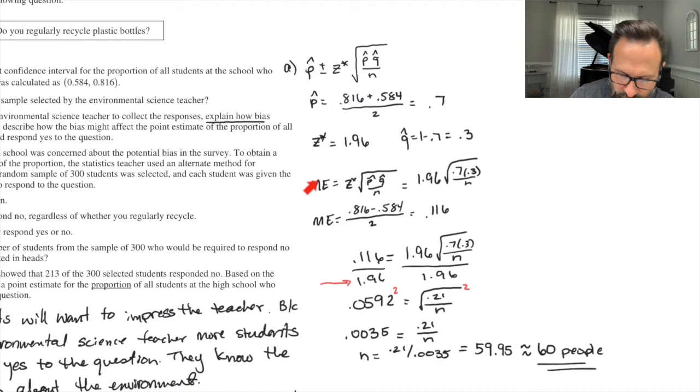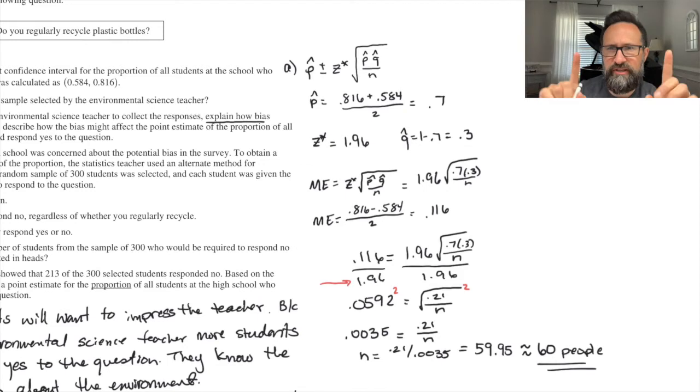Here's the formula for margin of error, just kind of isolated. I went ahead and plugged all that stuff in. And now I'm going to find margin of error. Well, the margin of error is the distance from the midpoint to one of the endpoints of my interval, right? However you want to think about it.